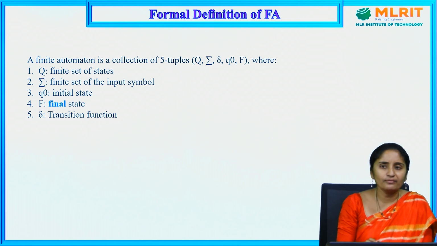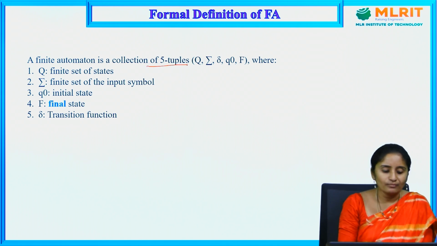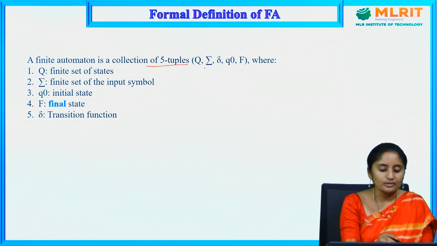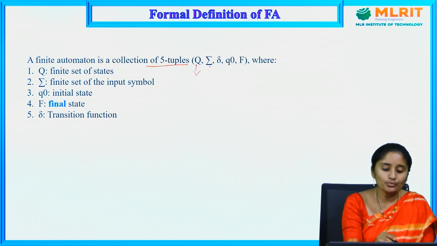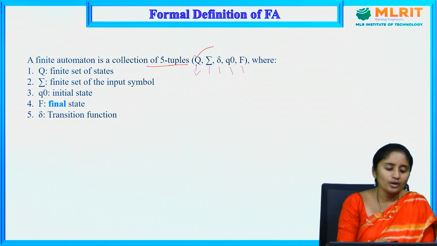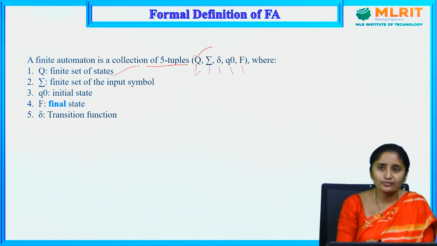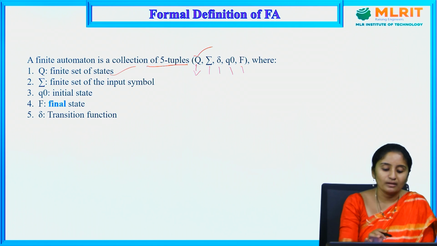Now, the formal definition of finite automata. Finite automata consists of 5 tuples: Q, sigma, delta, Q naught and F. The first one is Q, the set of states, a collection of states. Sigma is the set of input symbols which I am going to use in my transition diagram or finite automata. Delta is the transition function.